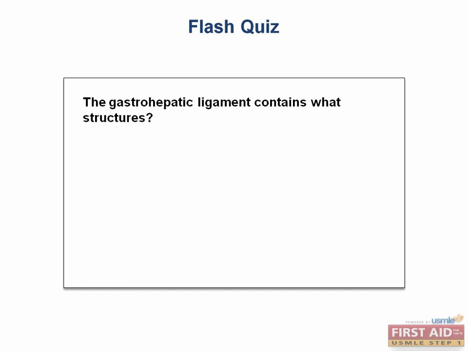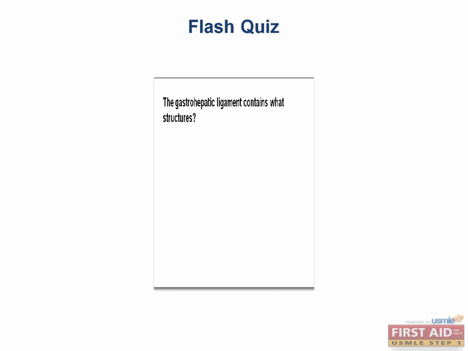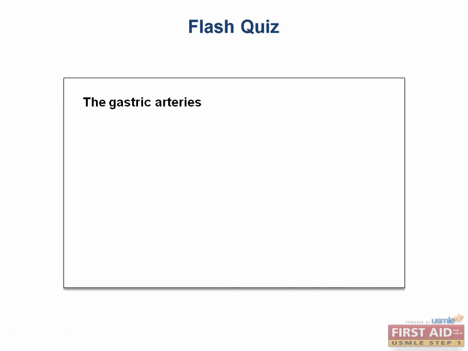Let's do a quick flash quiz to reinforce what we just learned. The gastrohepatic ligament contains what structures? That's right, it's the gastric arteries.